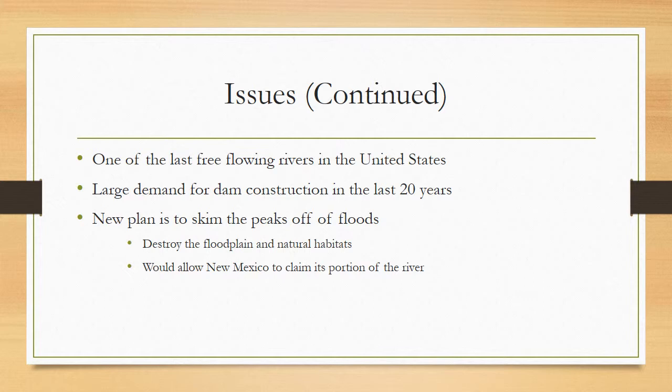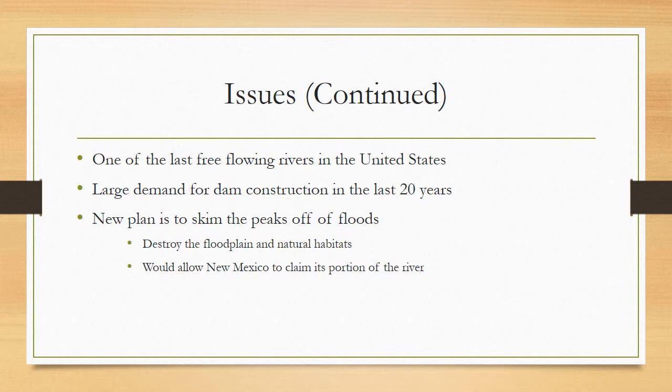One of the modern issues surrounding the Gila River is the fact that it is one of the last free-flowing rivers in the United States. That is, it has no large dams built along its river. In addition to its free-flowing nature, the Gila River is home to one of the most diverse habitats in all of the southwestern United States.